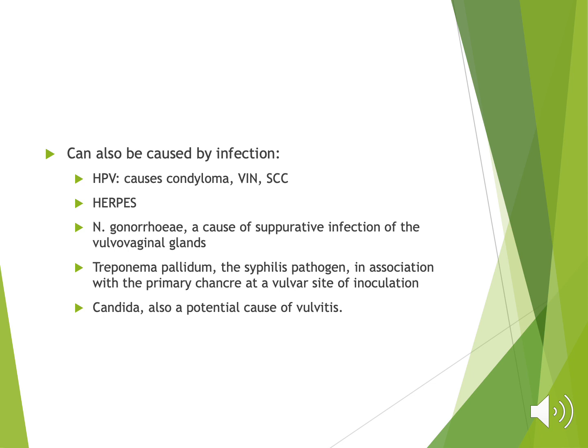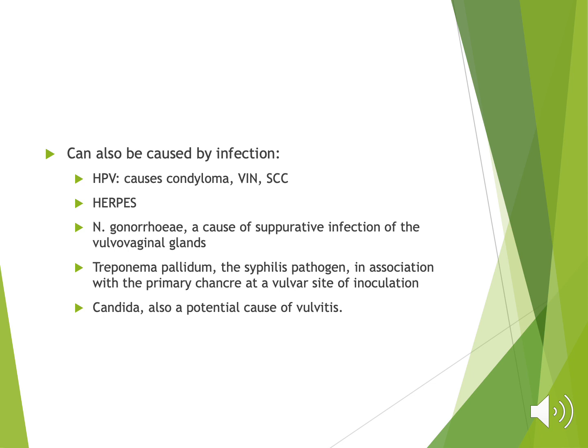Herpes simplex, typically herpes simplex 2, is a sexually transmitted disorder as well. It causes a blistering disorder of the genital tract, including the vulva. Neisseria gonorrhoeae is a bacterium, and it causes suppurative infection of the vulvovaginal glands.